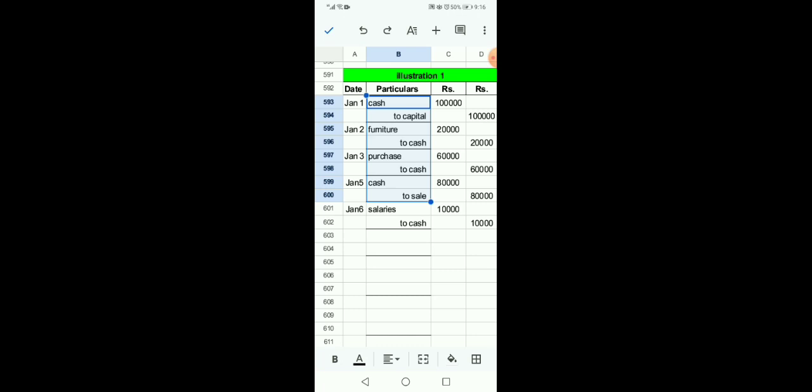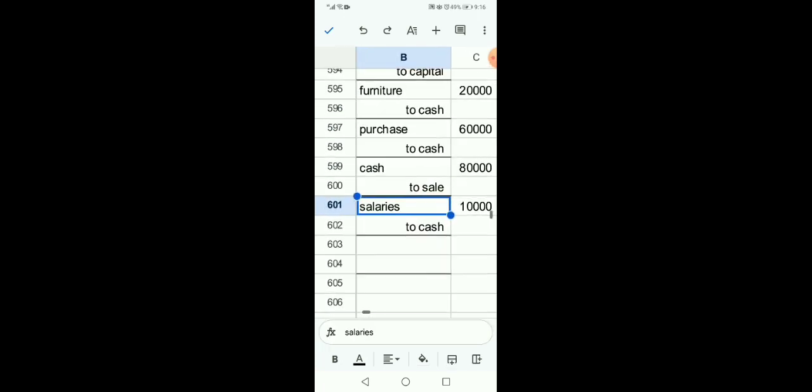Wherever salary is present, you are going to post. Since this is a very short question and we can see all the journal entries on one single screen, salaries was present in the fifth entry. There is only one entry. Two elements are present over here, but since we are making the ledger of salaries, we will put salaries. It is debited by 10,000.